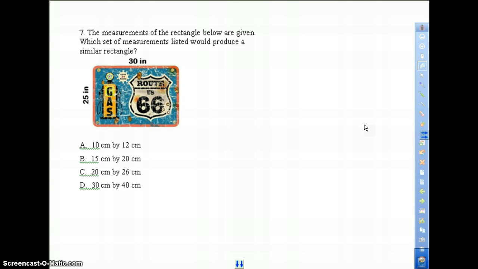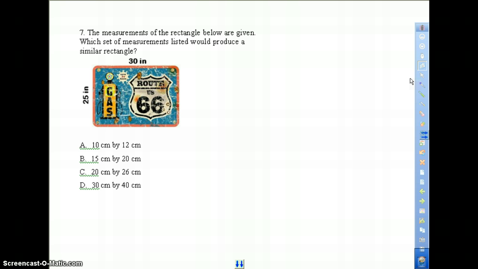This is the review for the similar figures and dilations retest review. We're going to start with number 7 here since we did a lot of this in class today. If you're doing the retest, you should have your original test, which you're going to make corrections on, sitting right next to this review, because problem number 7 on the review and problem number 7 on the test are worked the same way.